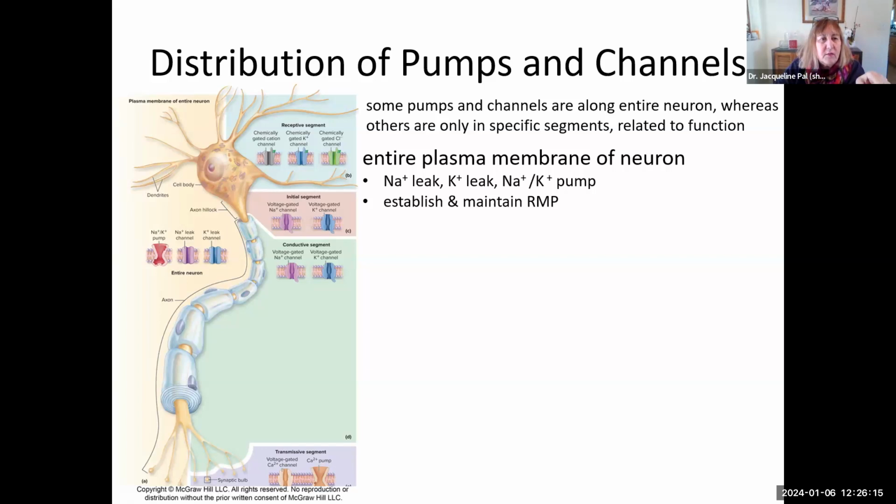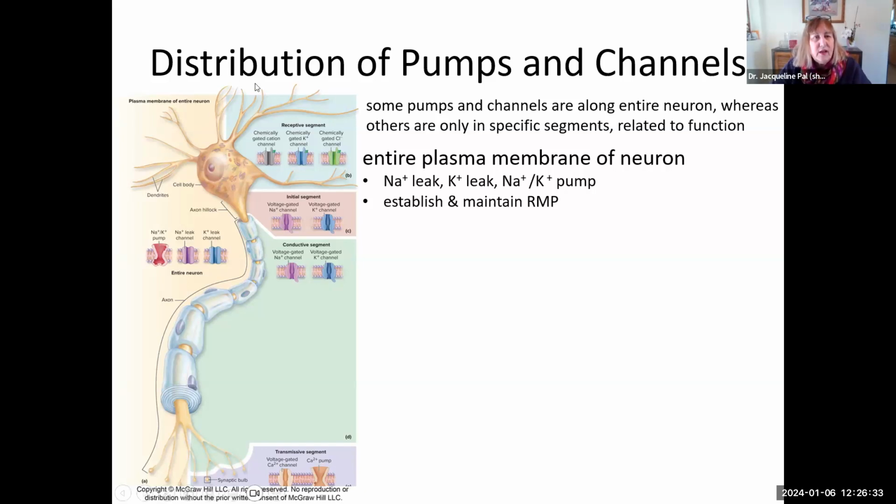And in addition, we are going to have the sodium potassium pump, returning the stuff where it belongs. And all of this is going to establish and maintain that resting membrane potential, which I will be talking about in more detail in the next video.